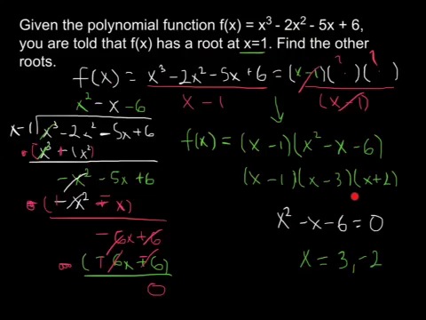And so now you have all the factors. What are those factors? Well, this is x minus 1, x minus 3, x plus 2. So what are the roots? The roots are x equals 1. We knew that already. x equals 3, and x equals -2. And so those are the other roots of our polynomial.